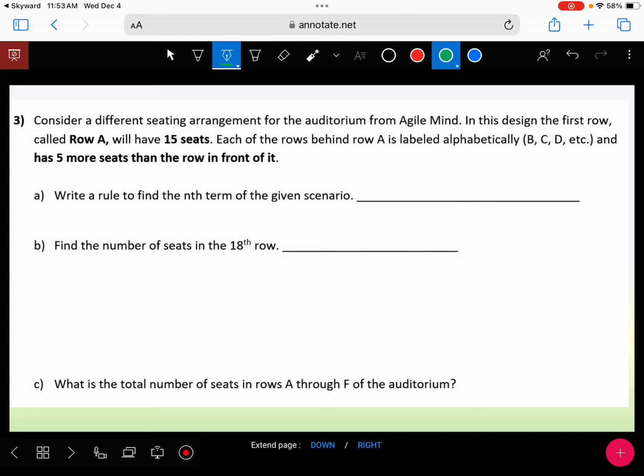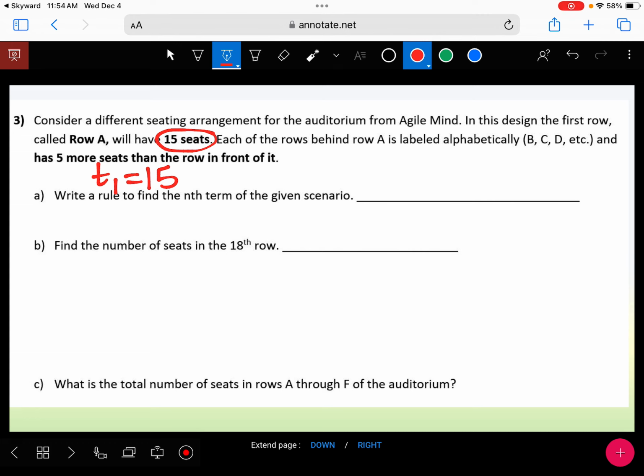It says, consider a different seating arrangement for the auditorium from Agile Mind. Agile Mind is an old book we used to have. We just haven't rewritten this question. All right, so we have an auditorium. In this auditorium, the first row is called row A, and it has 15 seats. So remember, that represents row 1, so that would be T1. T1 is 15. That's how many seats we have in the first row.